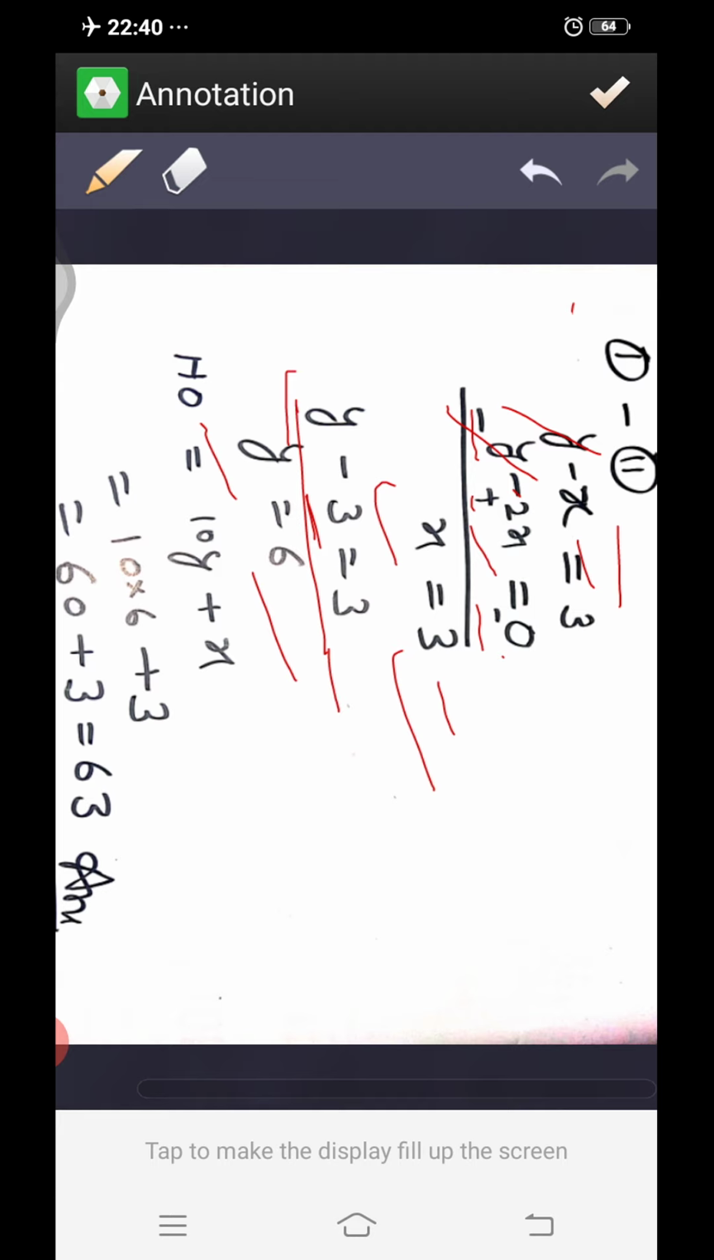y is our tens digit. So number is 10y plus x. Tens digit is 6. In place of y we put 6 here. In place of x we put 3 here. So we get 10 into 6, 60 and plus 3, that is 63. So our required number is 63. Simply we can think orally also, like unit digit we are getting 3, tens digit we are getting 6, so the number is 63. Answer.